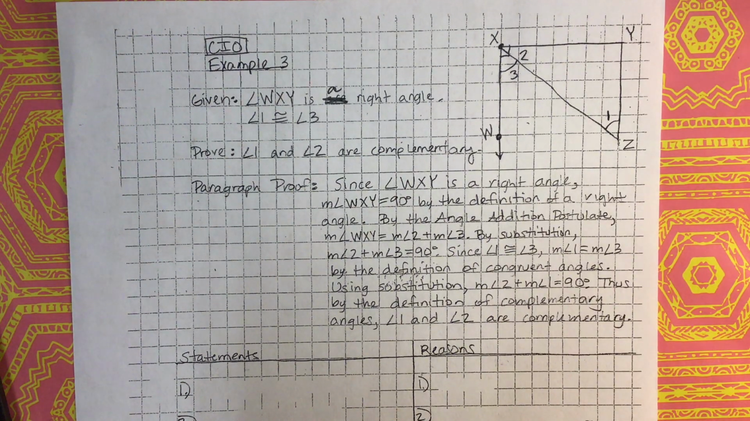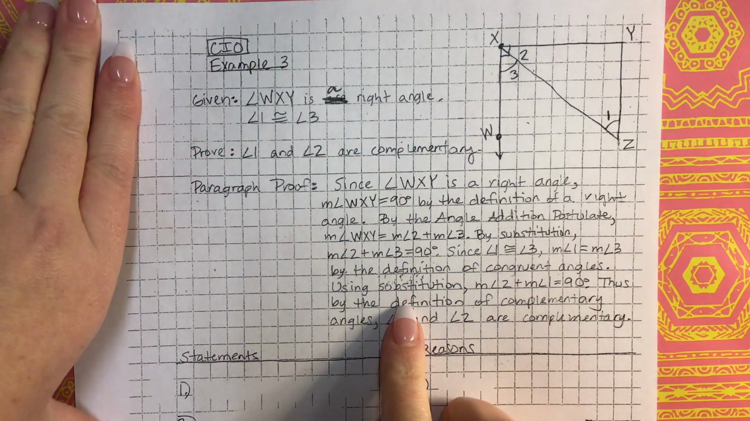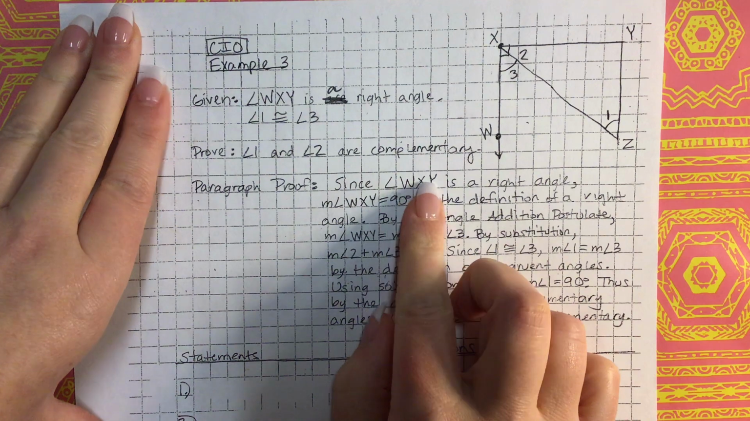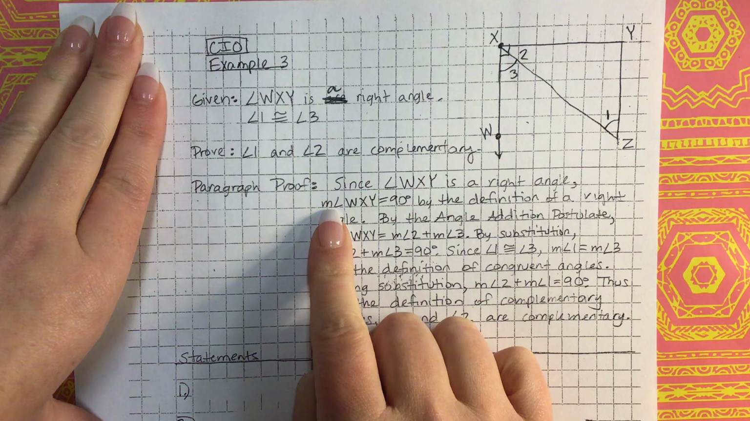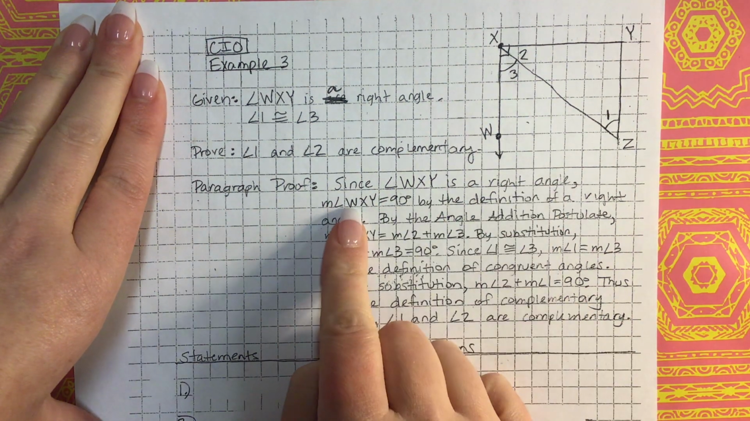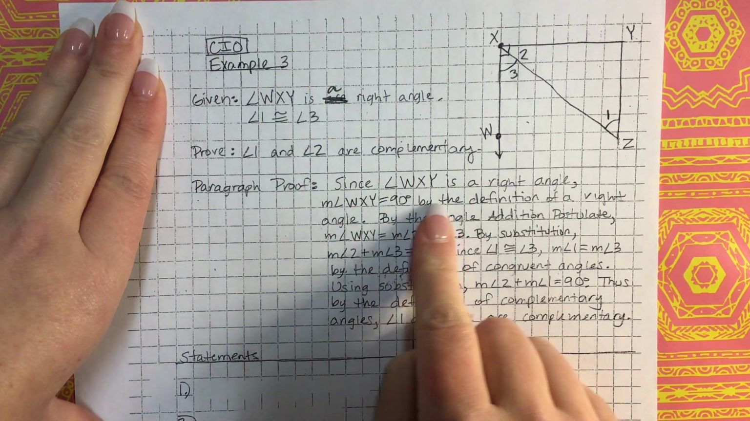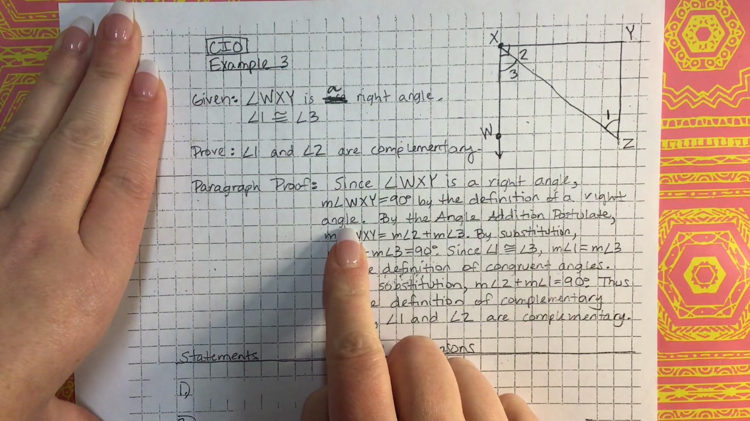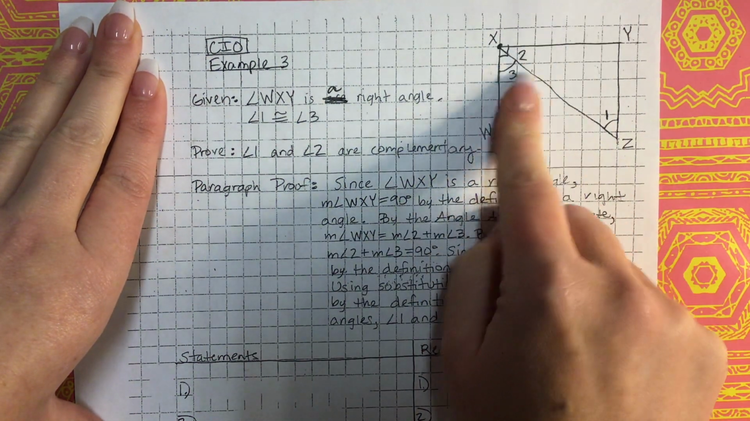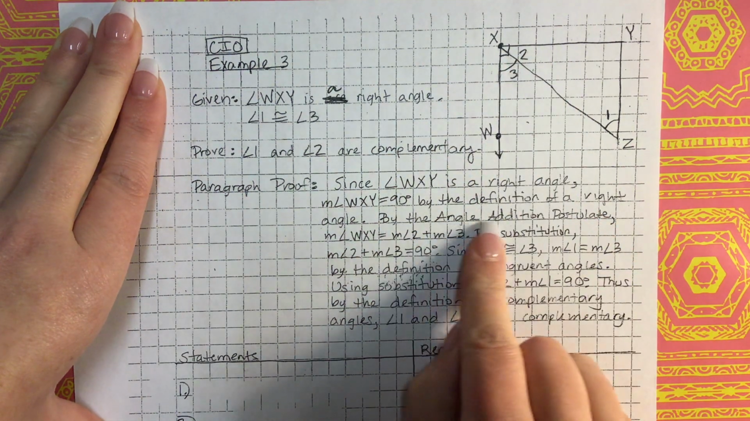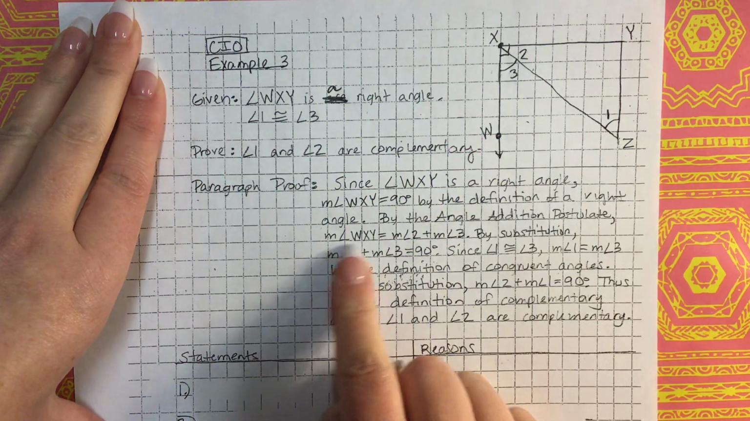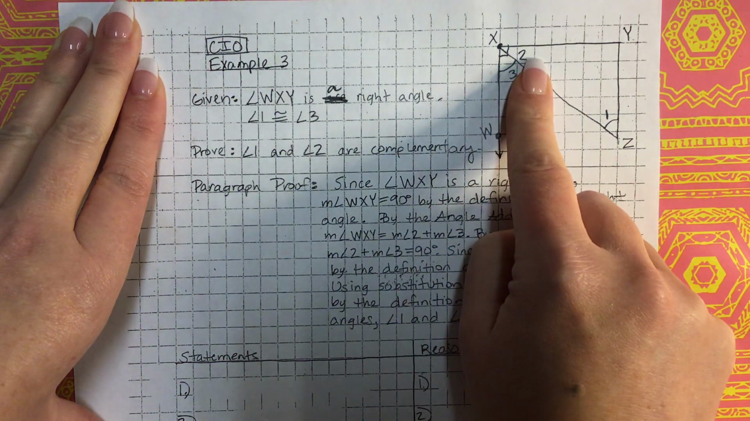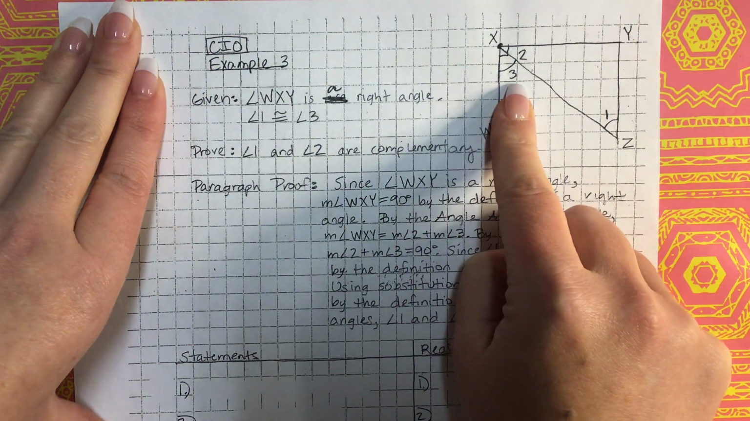All right, so let's go over the paragraph proof and see what it says. It says, since angle WXY is a right angle, then because it's a right angle, the measure of WXY equals 90 degrees by the definition of a right angle. All right, perfect. Now we know this whole thing equals 90 degrees, so by the angle addition postulate, the measure of angle WXY is equal to the measure of angle 2 plus the measure of angle 3.